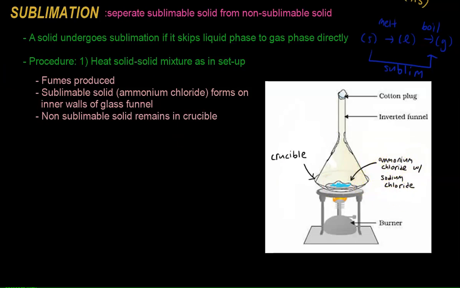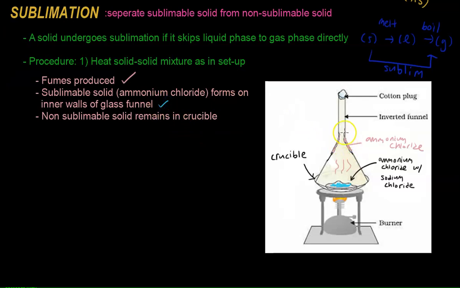What happens is that you can see all these dots here. All these are actually ammonium chloride. How did they even get from the base to the sides? Let me explain it. When you heat it up, the fumes of the ammonium chloride get produced, and when they touch the sides of the wall, they condense on it. So the ammonium chloride forms on the inner walls of the glass funnel because it condenses on it.